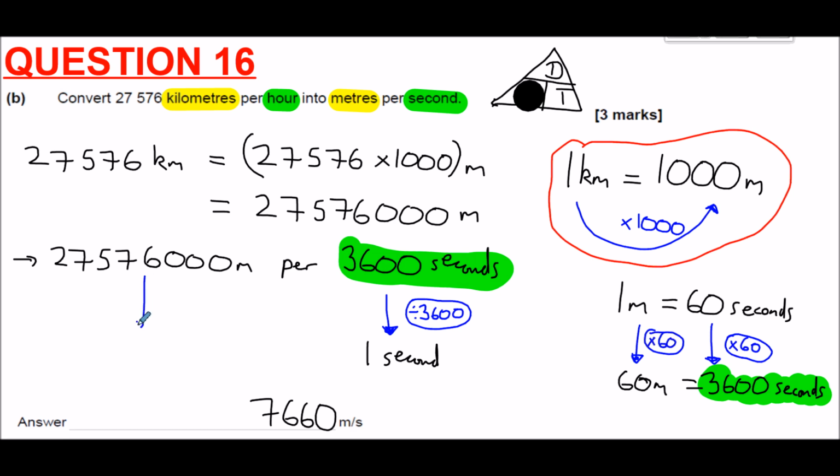But if we do that to that side of the relation, we need to do the same on the other side. So if we also divide this distance by 3,600, what we'll get is the same thing, 7,660 meters per 1 second. So 7,660 meters per second. And that's question 16 completed.